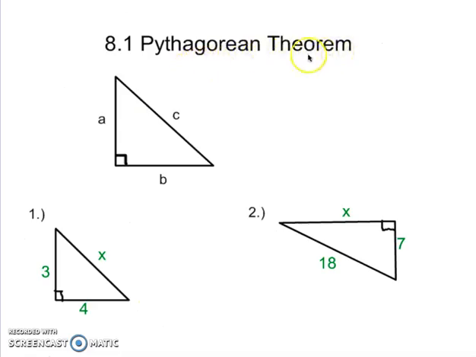This video is on the Pythagorean theorem. Pythagorean theorem helps you solve for sides in a triangle. Pythagorean theorem is a squared plus b squared equals c squared. In a right triangle, the side that's across from the 90-degree angle is called the hypotenuse. So this would be our hypotenuse.